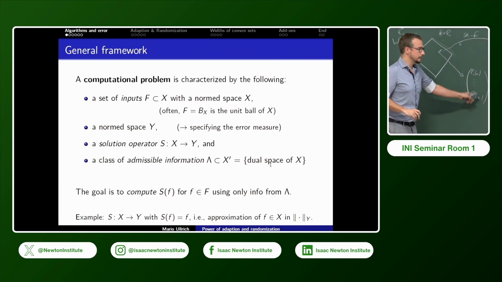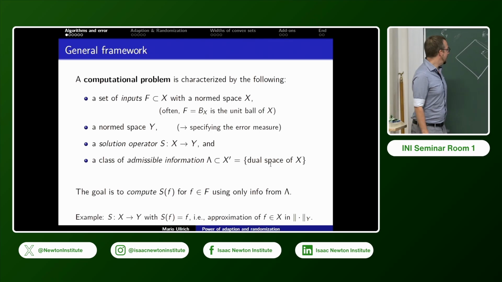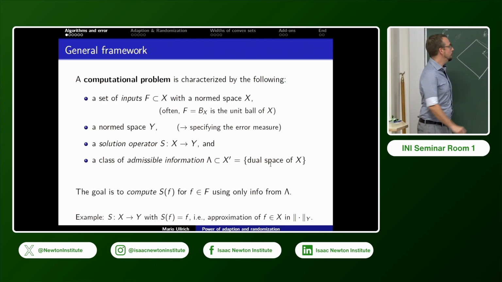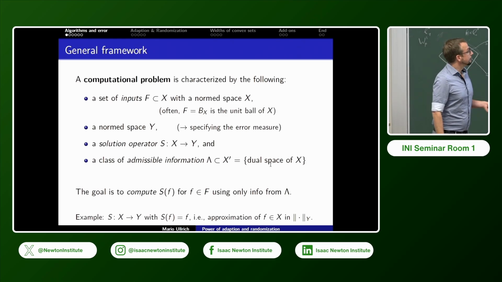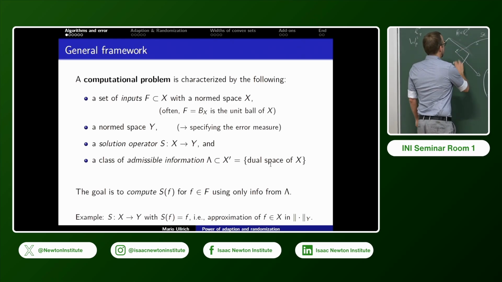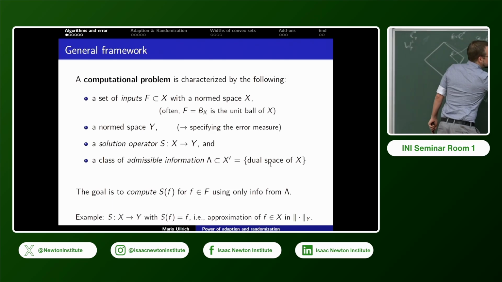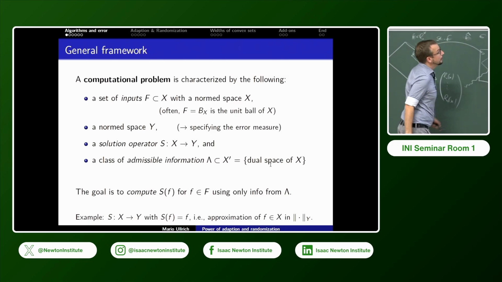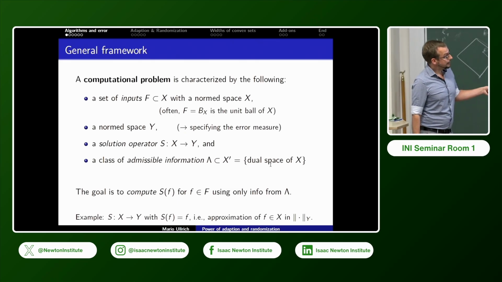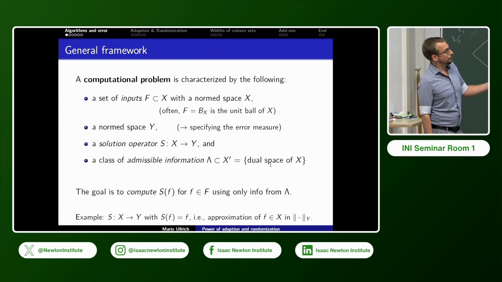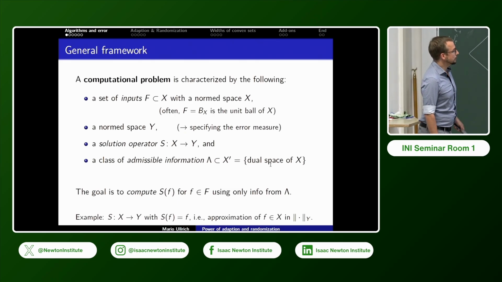Okay, so these functionals can be anything, anything that is bounded on the space of L1. I said n here, which is actually everything. Okay, so the goal is to compute S of f. I should stay with f, sorry for that. F and S of f, for all f in the class F, using only information from this class of functions.